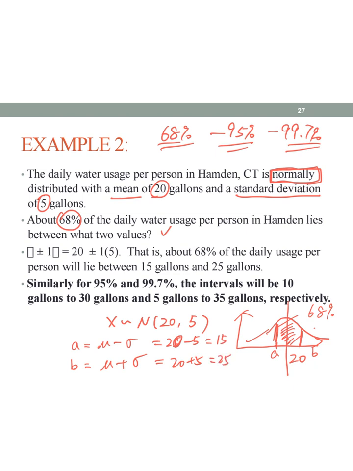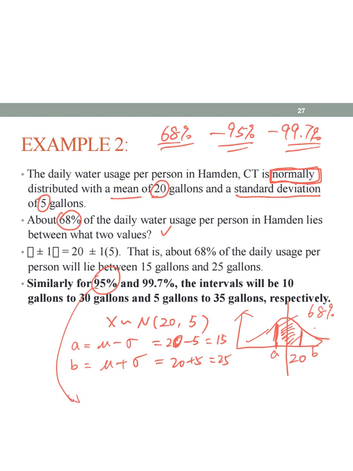So our conclusion is that 68% of the daily water usage per person in Hamden lies between 15 and 25 gallons. That makes sense? Similarly, I can change this question a little bit. Could you find between what two values 95% lie? Could you find between what two values 99.7% lie?